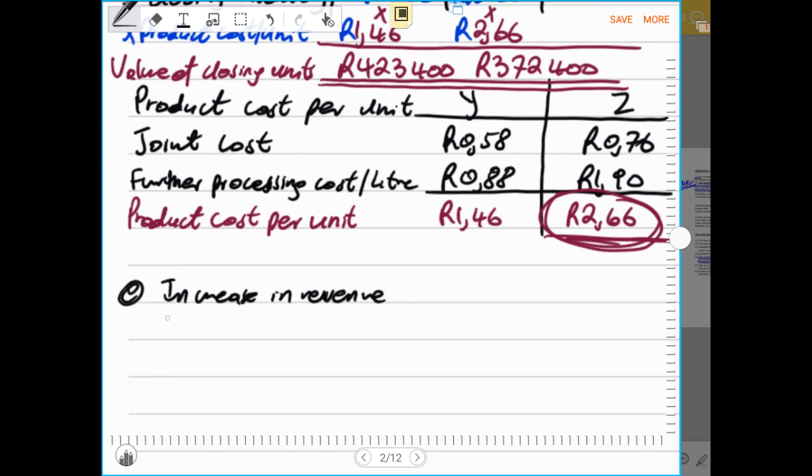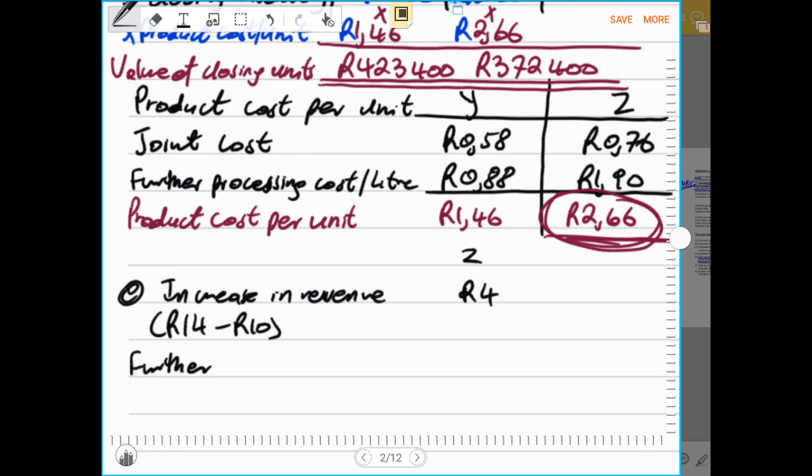And we know that our revenue will increase to 14 rand from 10 rand. Therefore, it means the revenue of product Z will be increasing by 4 rand. Then there is also further cost. There is further processing cost.